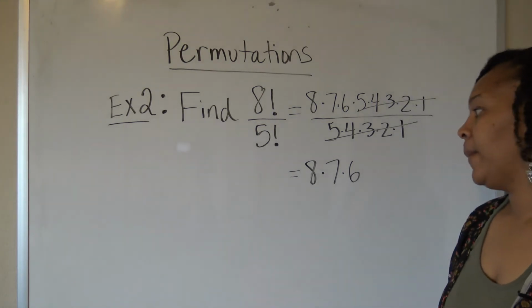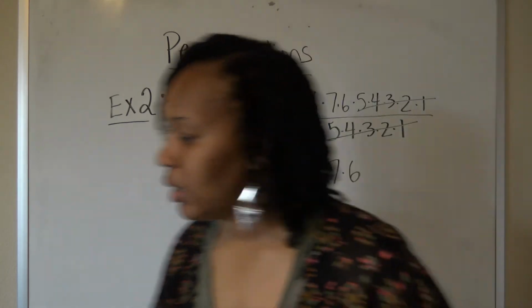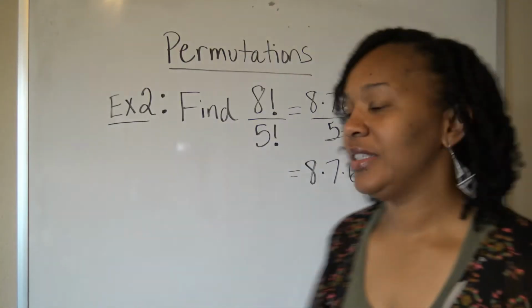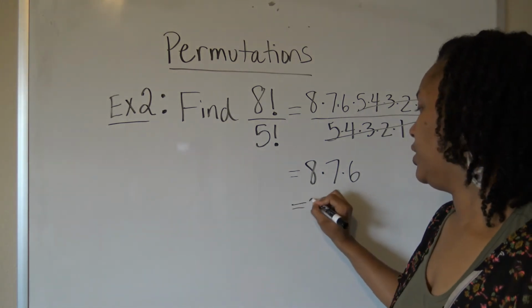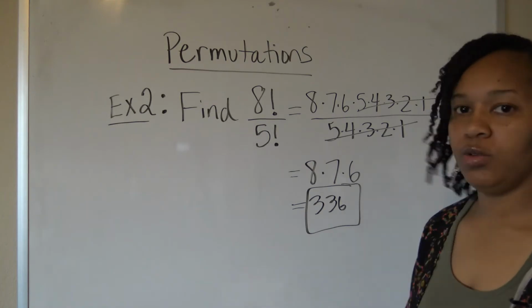Okay. 8 times 7 times 6. I don't know what that is off the top of my head. Oh, 8 times 7 times 6 is 336. So your answer would be 336.